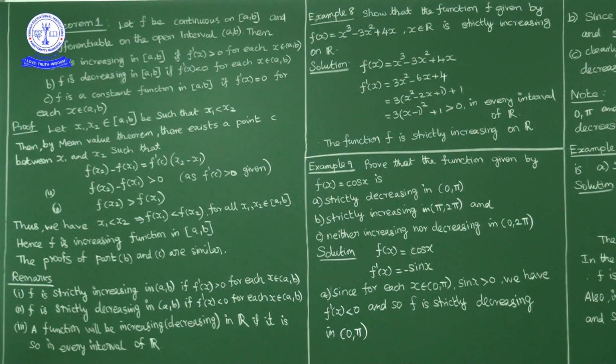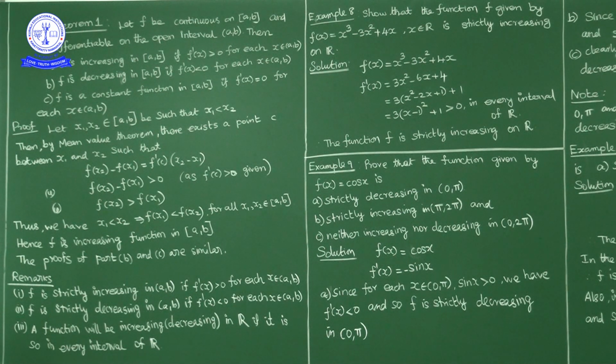Now example 9. Prove that the function given by f of x equal to cos x is decreasing in 0 to pi, and increasing in pi to 2 pi, and neither increasing nor decreasing in 0 to 2 pi.